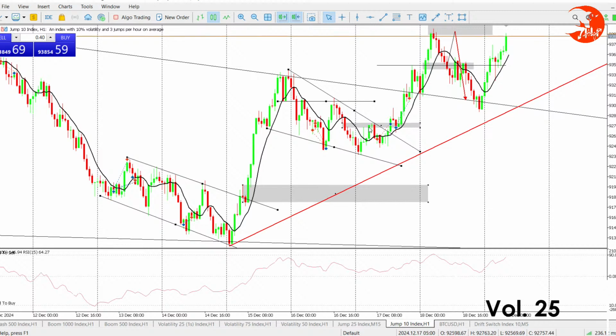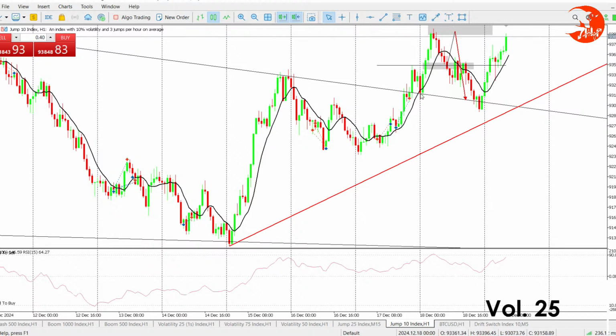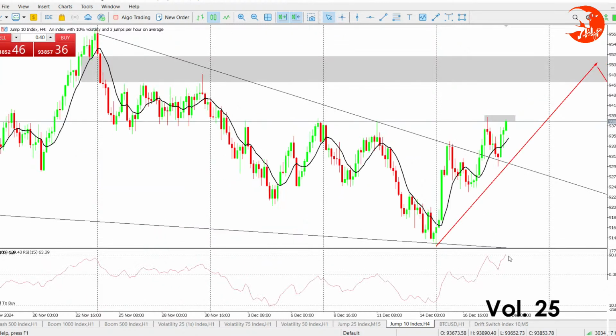So now delete all this, delete all that, remove history. This is the pullback that we wanted, but it never happened, so we delete it. Delete that. So according to H1, we are supposed to be looking for sales. Now these sales are going to be confirmed just here on this very level. Why? Because now H4 is also oversold the second time.